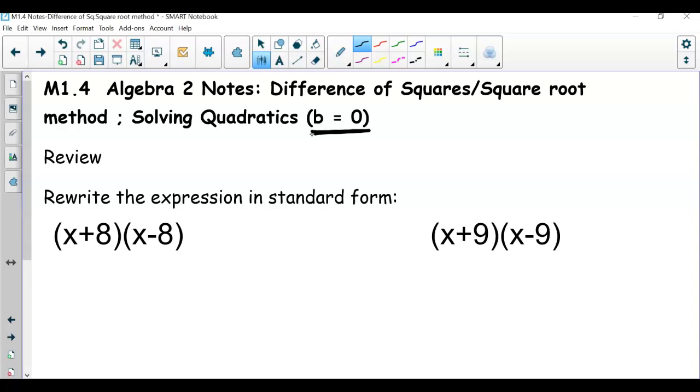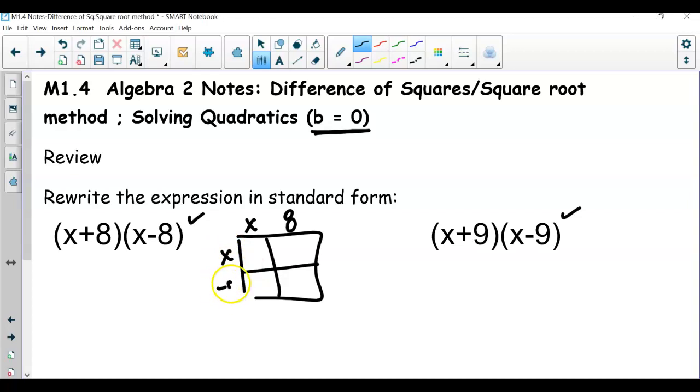So again, before we get started, go ahead and pause the video and do these two review questions, multiplying those out on your own. And here we go. So again, if we're just multiplying out, I'm going to set up my box method. So here I've got x and my positive 8, but x and negative 8. So when filling in, you get x squared. Here you get 8x. But now I have negative 8x, and here you get negative 64.